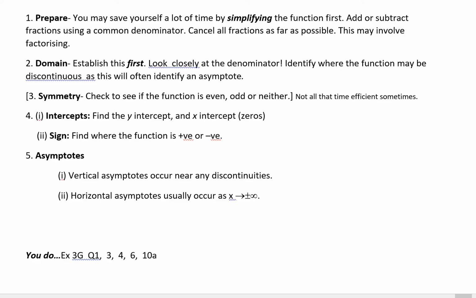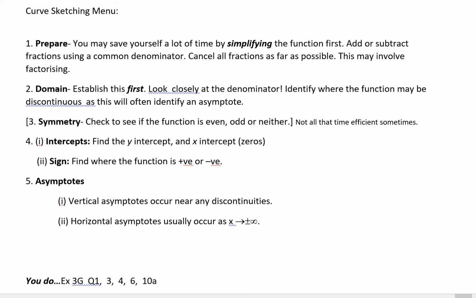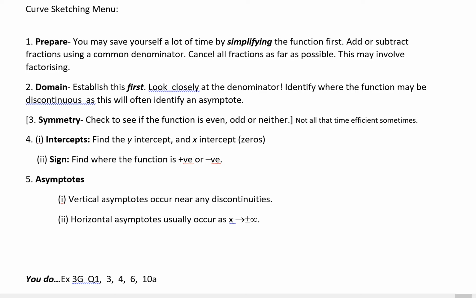And now finally, your curve sketching menu. And I would say this is one of the most important little summaries that you will need to learn. The emphasis on graphing in this whole course, not just this chapter, but across the whole course, is massive. And like I've been saying to you, the better that you are at graphing, the easier many of the concepts will be for you to understand.